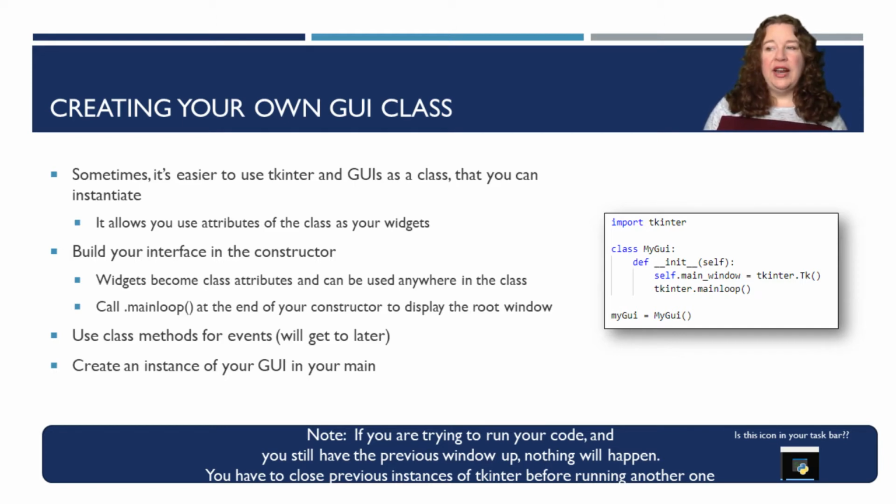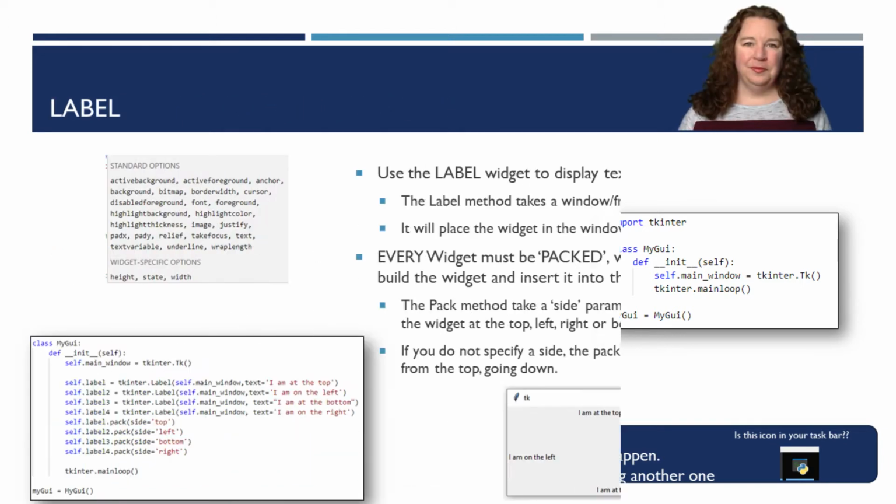So the little icon that I have down at the bottom here, if you have that little icon on your taskbar, that means you still have an instance of tkinter running. It's a little Python icon, but it means it's still running in the background. So you have to close that. Click on that, close it out, then you can run your code. This is one of those fun little errors that you'll run into and go, why is this happening?